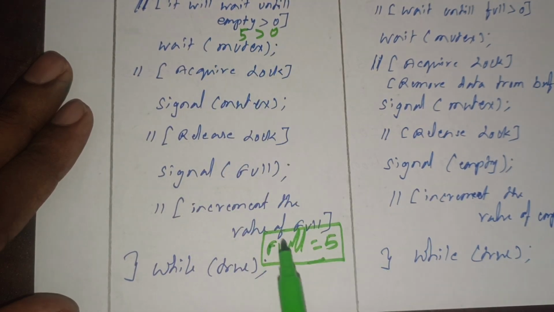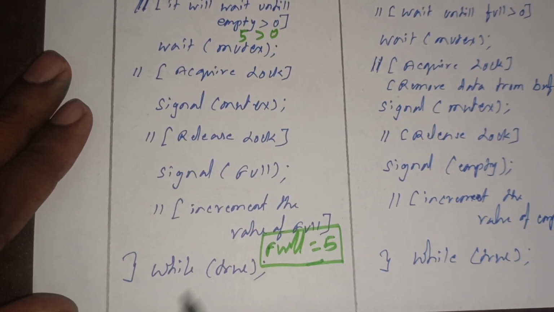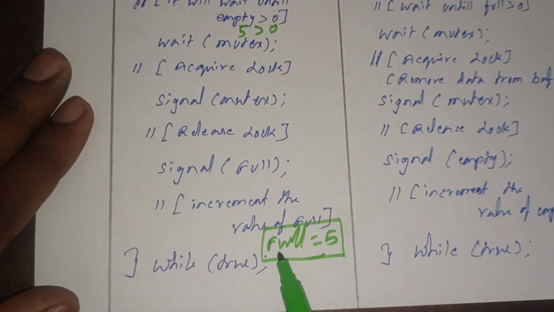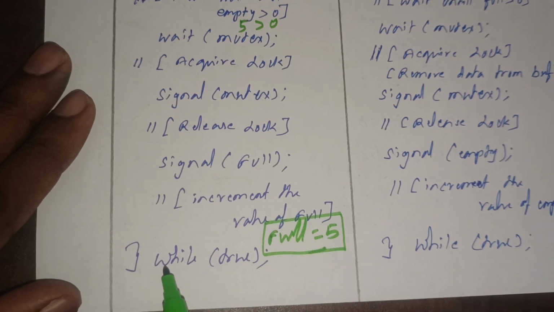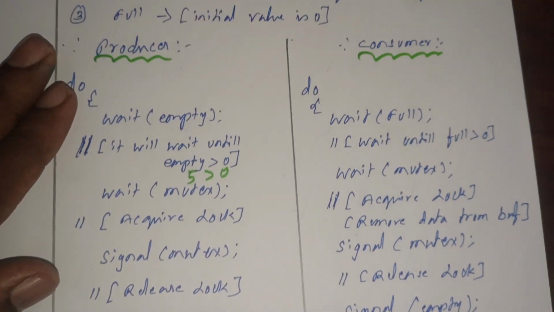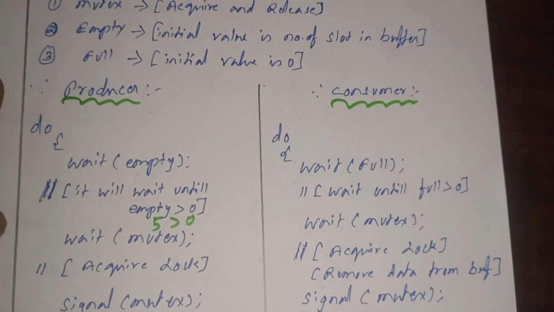When the producer is getting out of that critical section, it sets the value full equal to 5. The condition is true, this keeps on executing, right? So the producer sets the value of full.